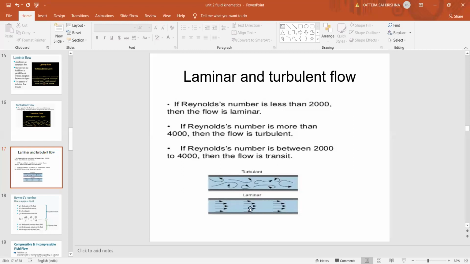See here, in the images you can see laminar flow. The fluid layers flow parallel to each other. Coming to turbulent, we cannot see any parallel layers. They will flow in a zigzag and cross each other.